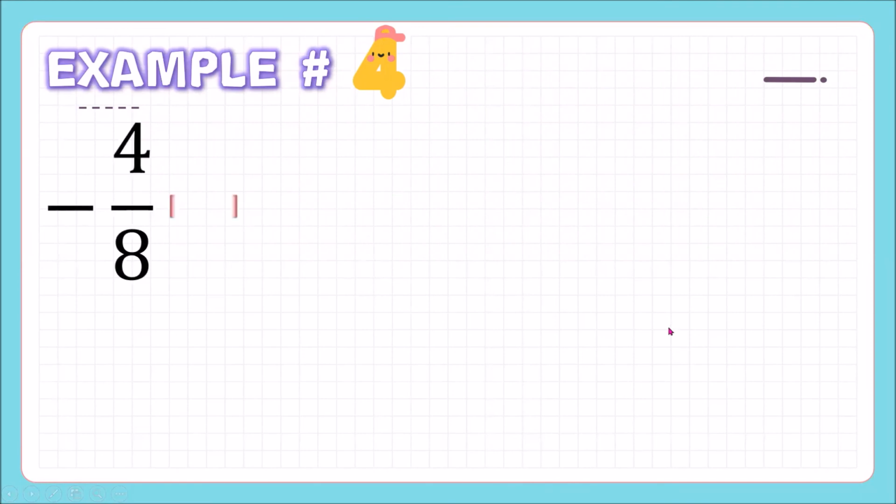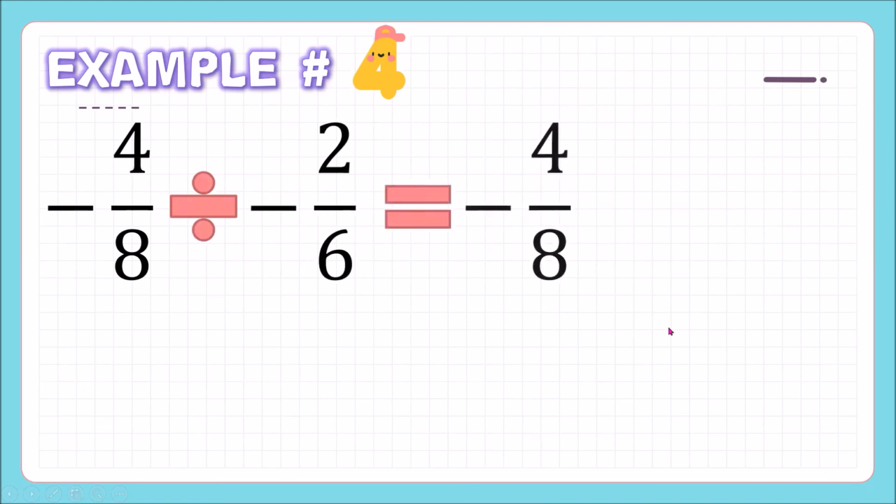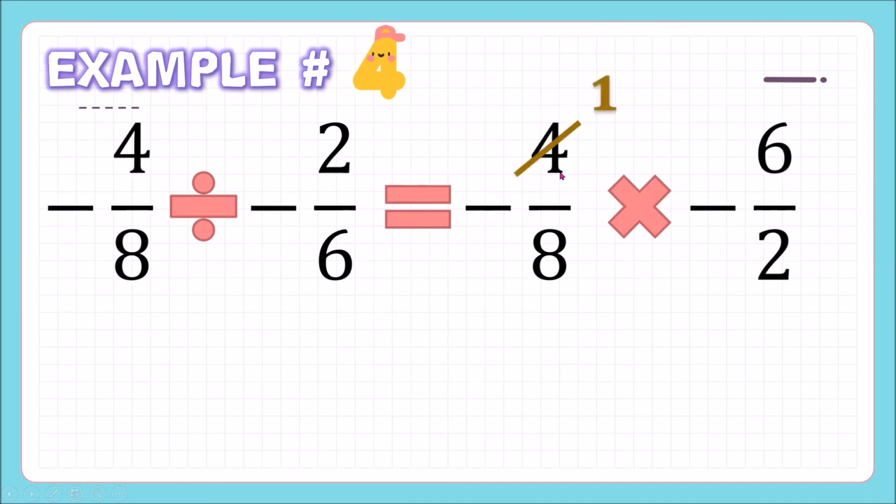Next, number 4. Negative 4 over 8 divided by negative 2 over 6. So we have negative 4 over 8 times the reciprocal of negative 2 over 6. We have negative 6 over 2. So cancellation tayo. We have 4 and then 8. So divided by 4. So it will become 1. 8 divided by 4. It will become 2.